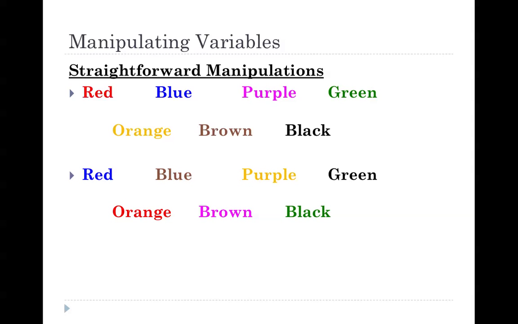The treatment condition is the mismatch. So red is in blue, blue is in brown, purple is in yellow, green is in black, and so forth. So here, not only is there an actual visual manipulation, but it's actually, I do apologize, it would be just a visual manipulation.